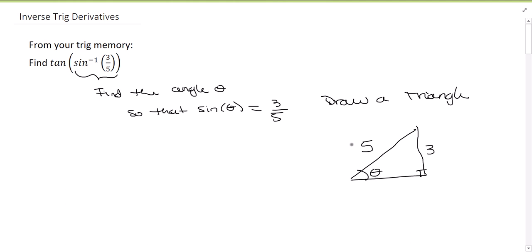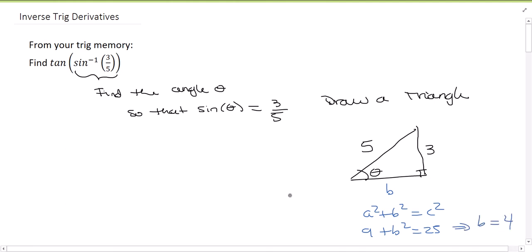And so now complete the triangle using the Pythagorean theorem. Call that b. So I know that a squared plus b squared equals c squared. So 3 squared, so 9, plus b squared equals 25. Subtract 9 from both sides, so you'll get 16. So b is 4, the square root of 16. And so now I have that this side is equal to 4. And I can finish the problem.